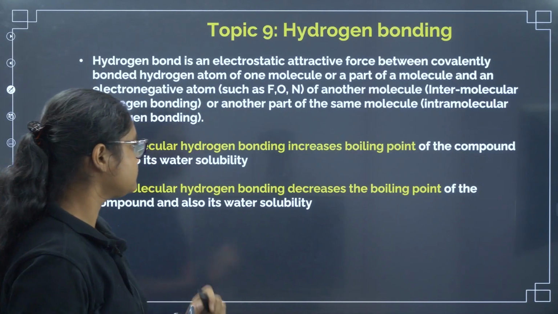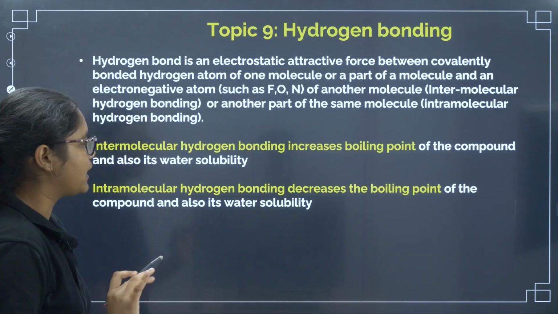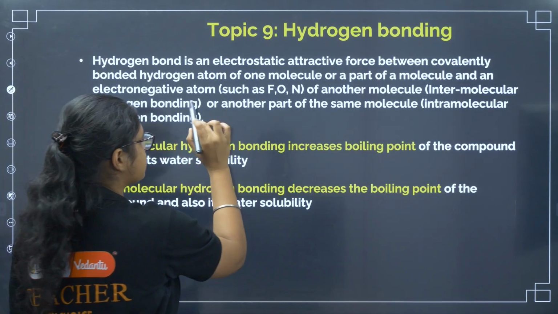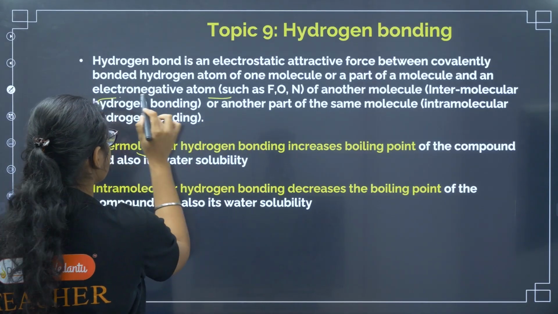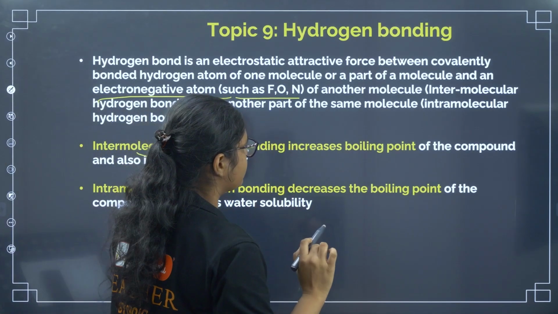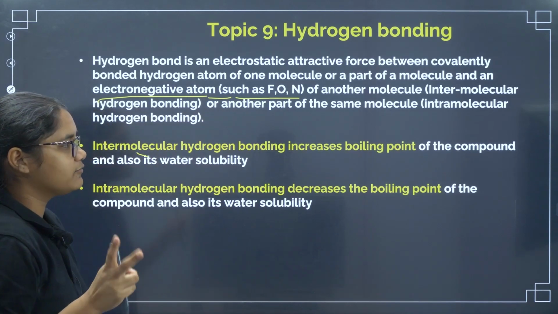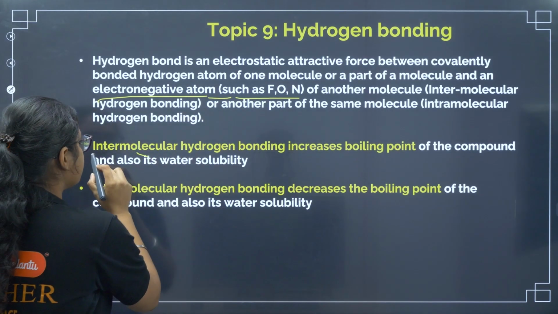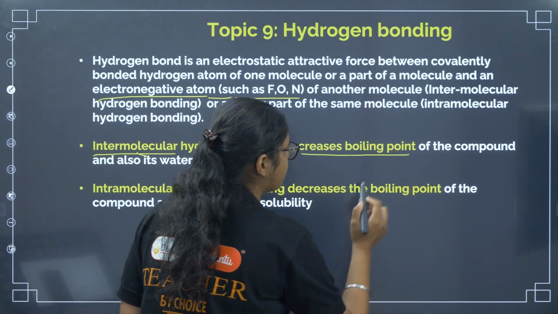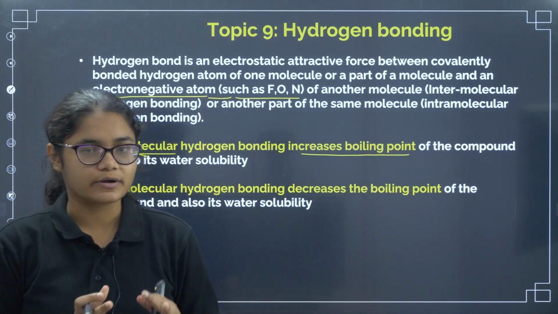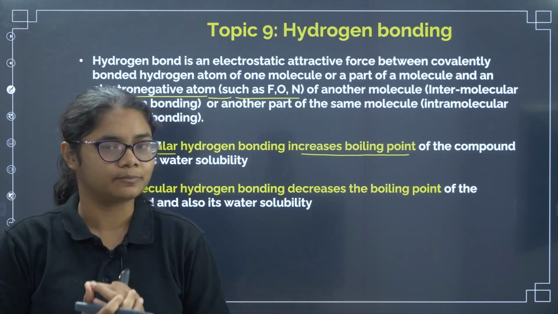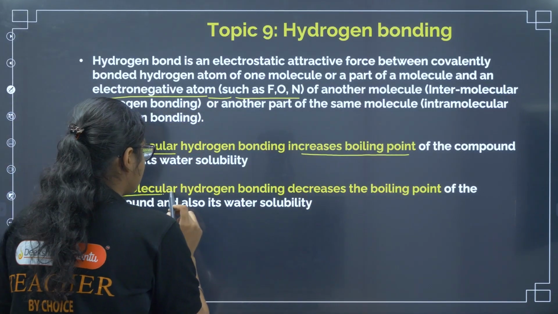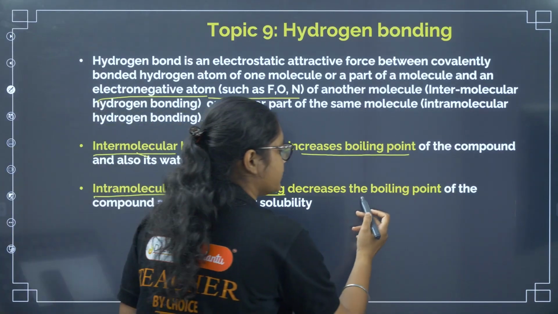Okay. Next is your hydrogen bonding. For hydrogen bonding, what are the conditions that have to be there? The hydrogen must be attached to an electronegative atom, like oxygen, fluorine, and nitrogen. And there can be two types of hydrogen bonding: one is intermolecular and the other is intramolecular. Here you have to remember, if it is intermolecular hydrogen bonding, then the boiling point will increase, because the molecules are strongly attracted to each other, so we need more energy to break the bond. In that case, the boiling point will increase. And if we have intramolecular hydrogen bonding, in that case, the boiling point will decrease.